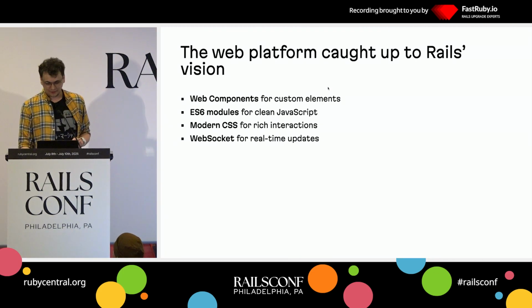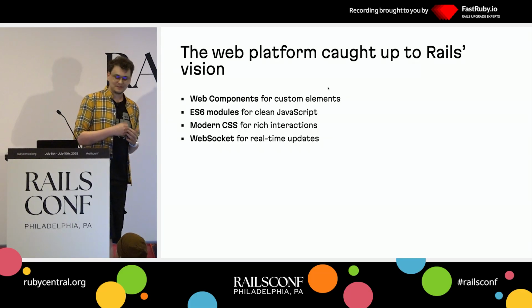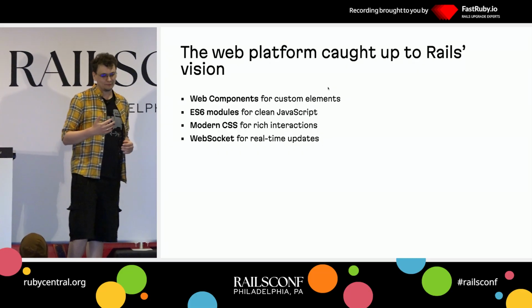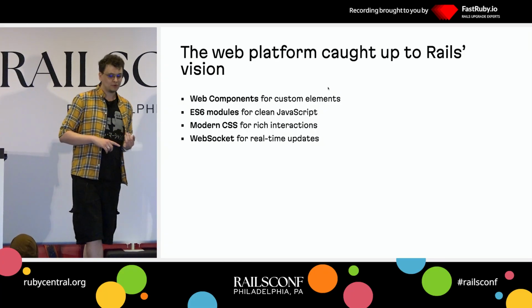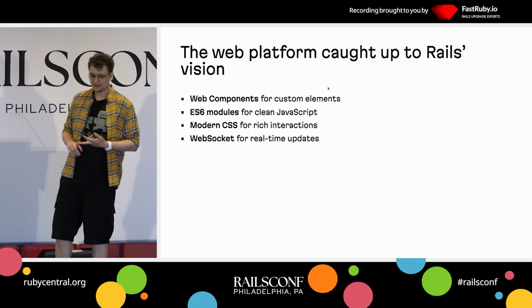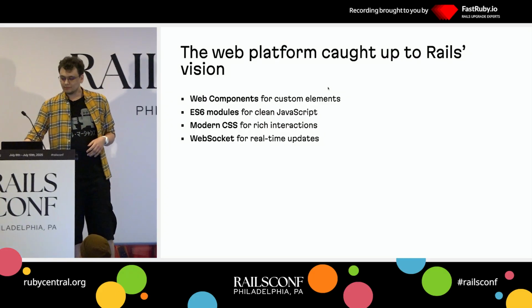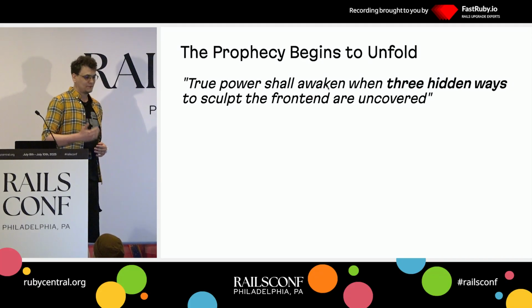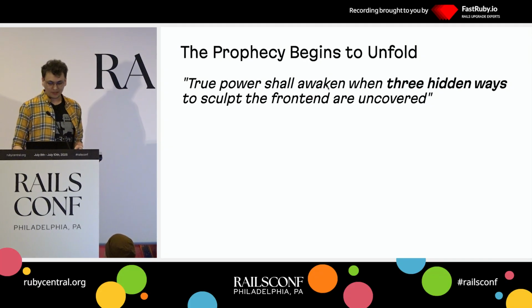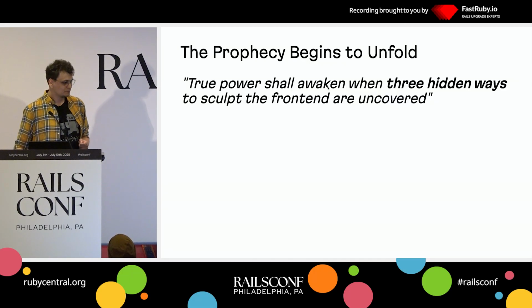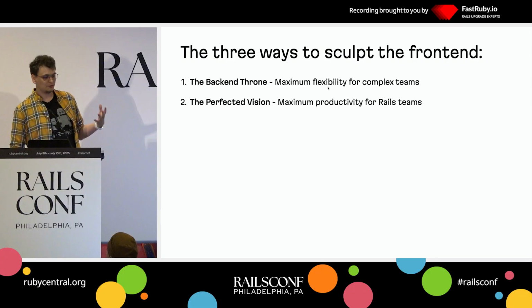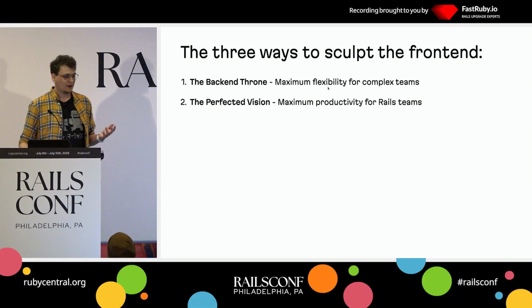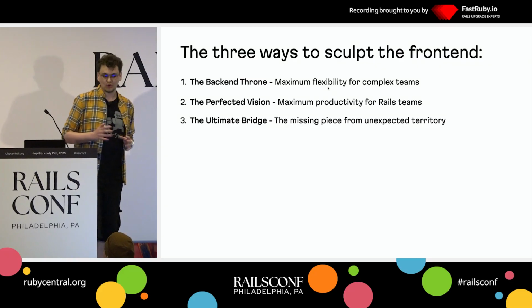Let's dig into the final layer. So with time, the web platform finally introduced the standards that Rails patiently waited for. Web components, ES6 modules, modern CSS, WebSockets. And that's when the prophecy of three ways began to unfold. Rails was ready to unleash the full power. As a perfect backend for any JavaScript framework, as a perfect server-driven full-stack experience, and finally, as a balanced solution discovered in the most unexpected place.